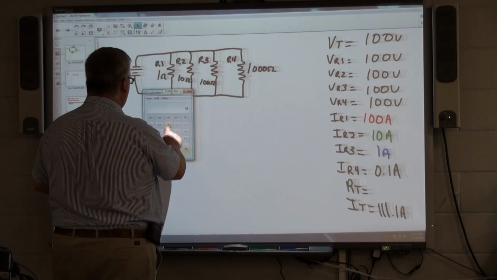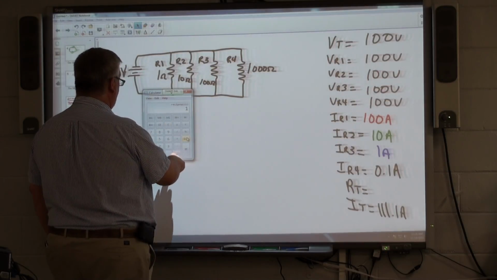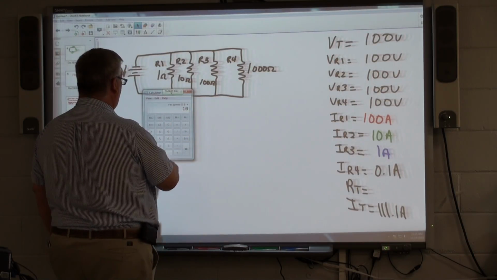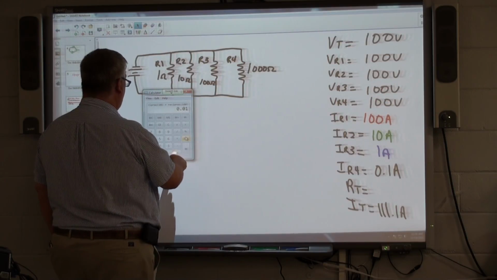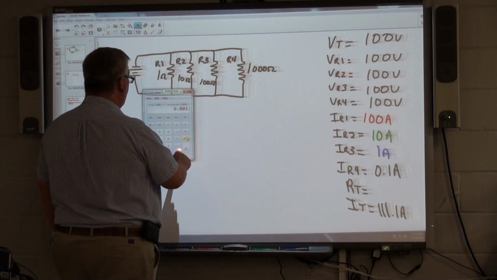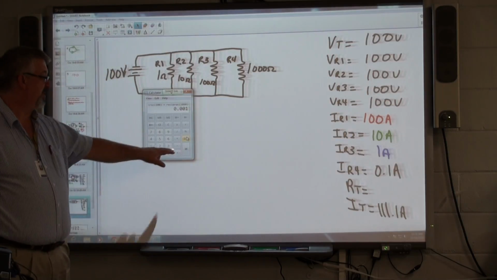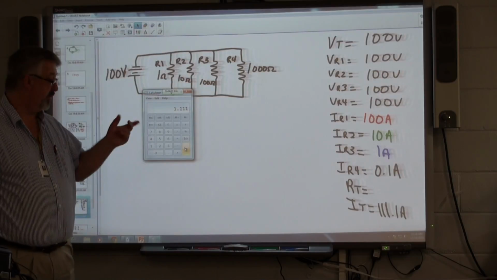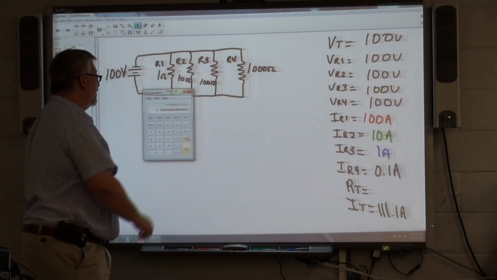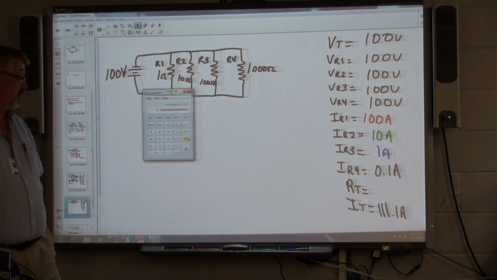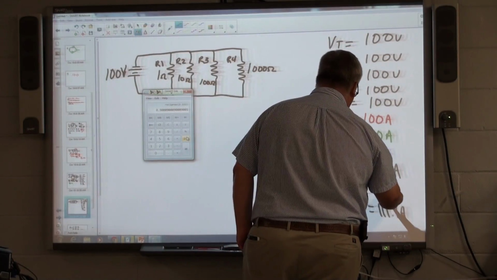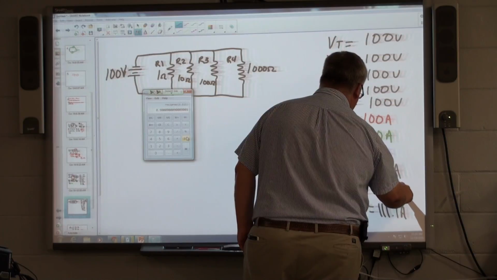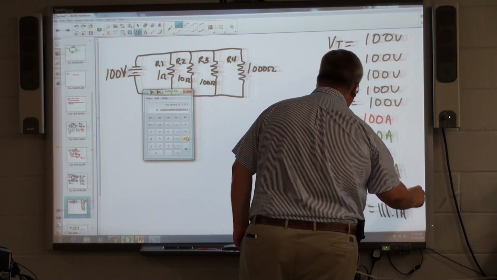1 reciprocal plus 10 reciprocal plus 100 reciprocal plus 1,000 reciprocal. Now, it should be less than what once I reciprocate it? It should be less than 1. So I'm going to take the reciprocal of that. There, less than 1. So RT is equal to 0.9 ohms.